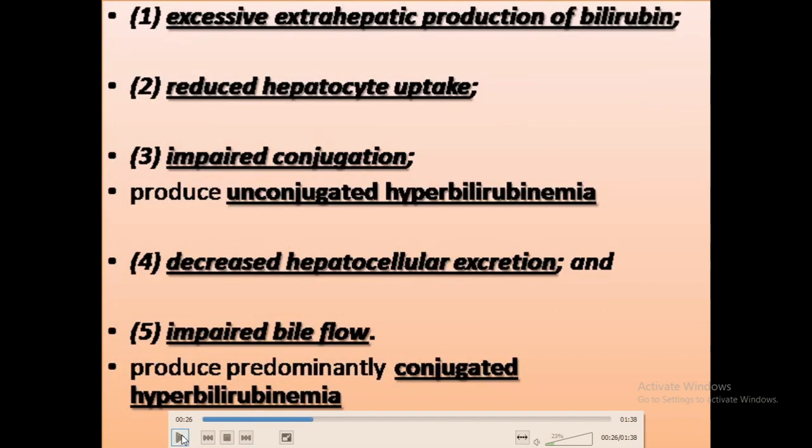So what are the mechanisms by which hyperbilirubinemia may occur? Number one, there can be excessive extrahepatic production of bilirubin, or reduced hepatocyte uptake, or impaired conjugation. All these three mechanisms will produce unconjugated hyperbilirubinemia.